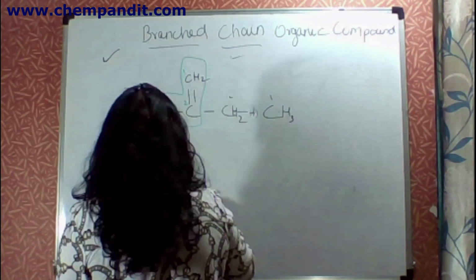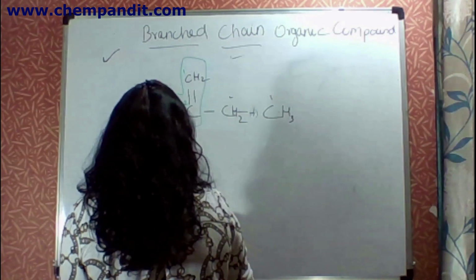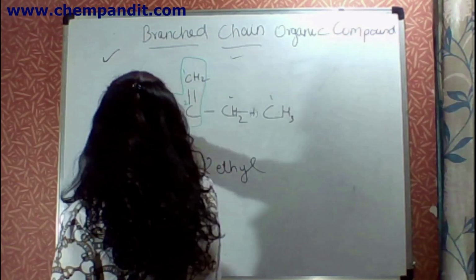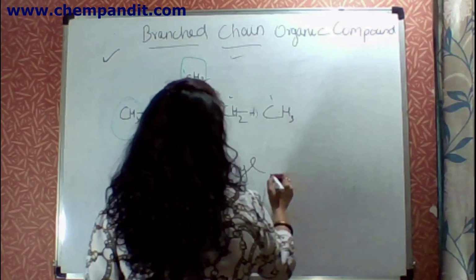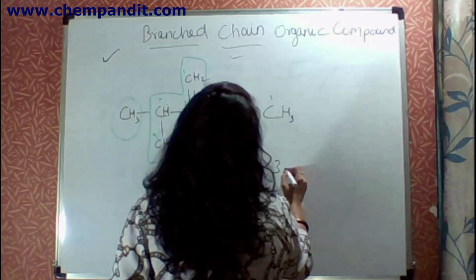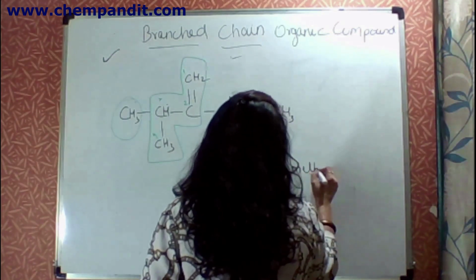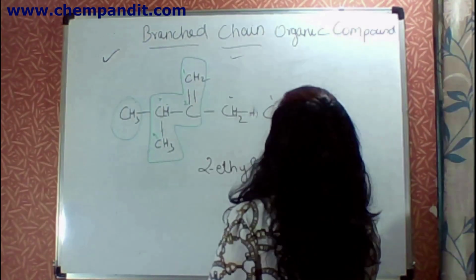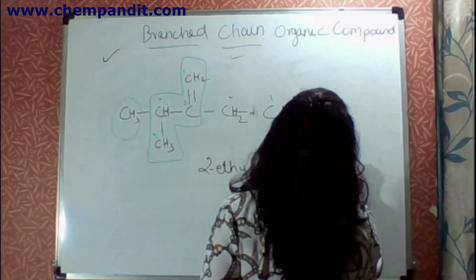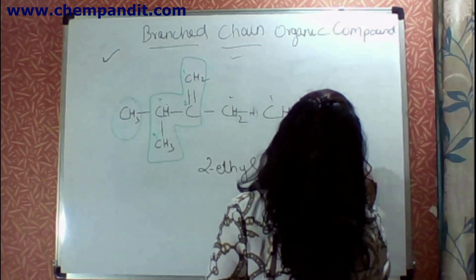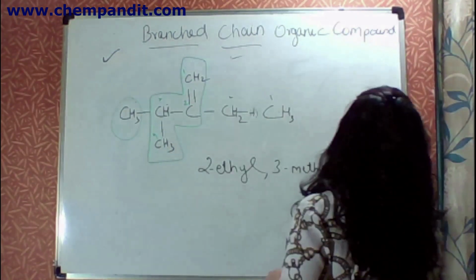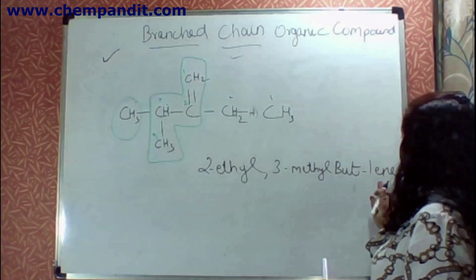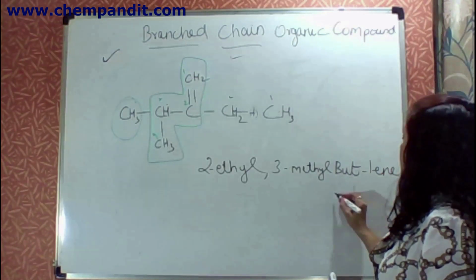The name of this compound will become 2-ethyl, comma, at 3 position we have a methyl group, 3-methyl. 2-ethyl, 3-methyl. This is 1, 2, 3, 4 carbon, so but-1-ene. Whether you write it as but-1-ene or butene, it's one and the same thing.